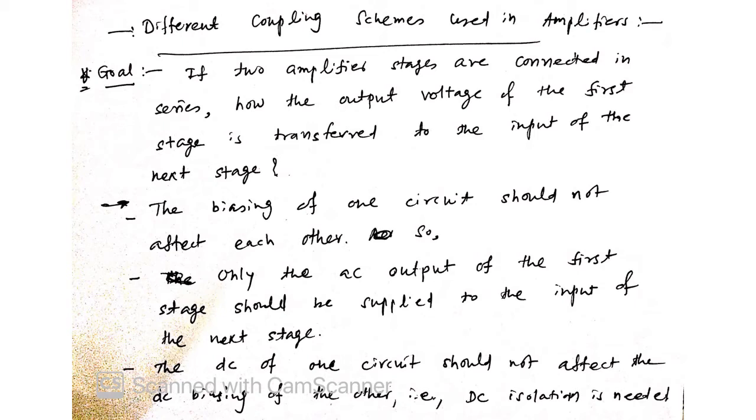So important is how we connect one stage of amplifier with another stage of amplifier. What we want is that the output of the first amplifier stage, the AC output, should be transferred to the input of the next stage. But at the same time, the DC biasing, the Q point, should not be affected.